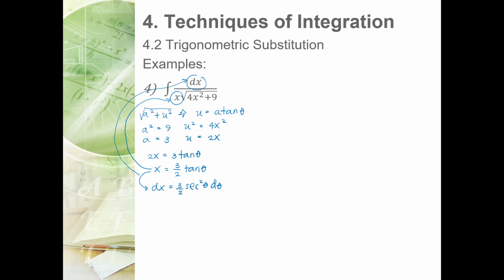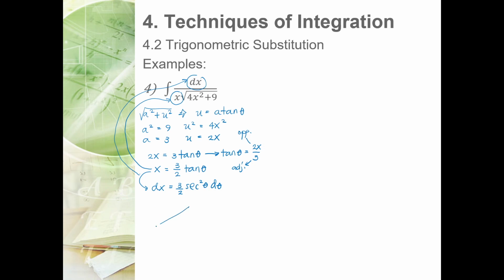So what's left for us to replace is the square root of 4x squared plus 9. Again, coming from the formula, let's try to isolate the tangent expression. So tangent theta is equal to 2x all over 3. Again, as per definition, tangent is opposite the angle theta over adjacent of the angle theta.